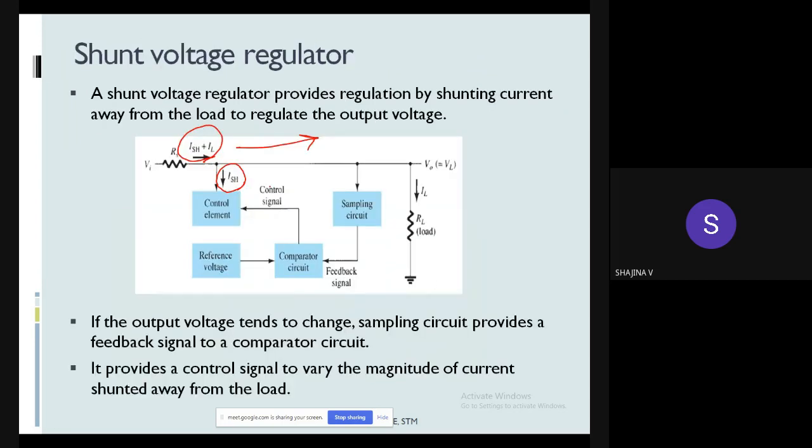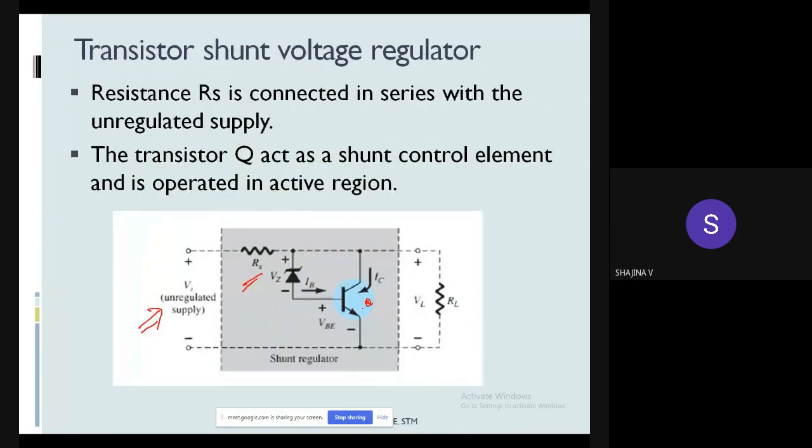So the control element we mentioned earlier is this transistor. So this acts as the shunt control element. This is connected in shunt with the load resistor, that is, in parallel with the load resistance RL. That is why we are calling it a shunt voltage regulator.